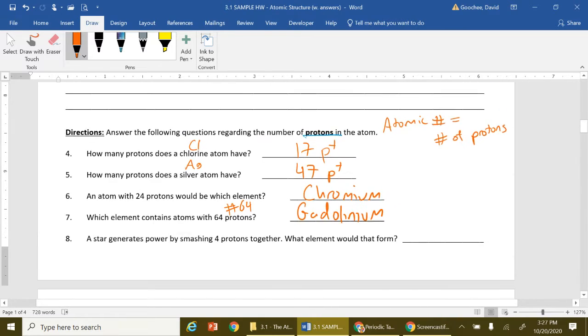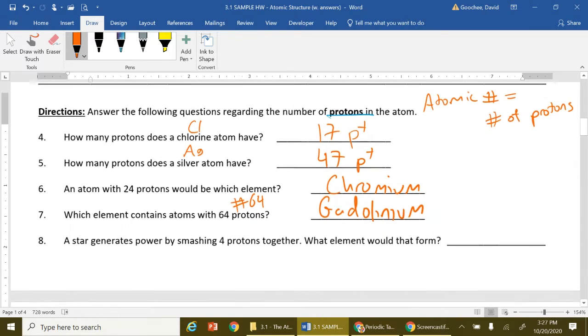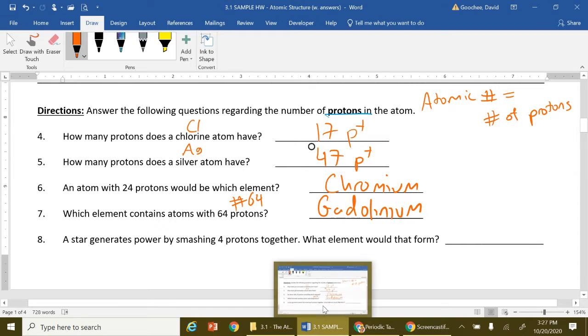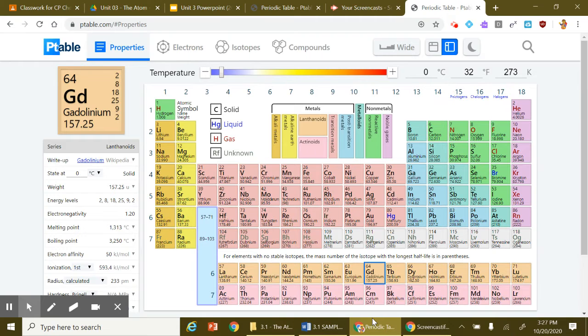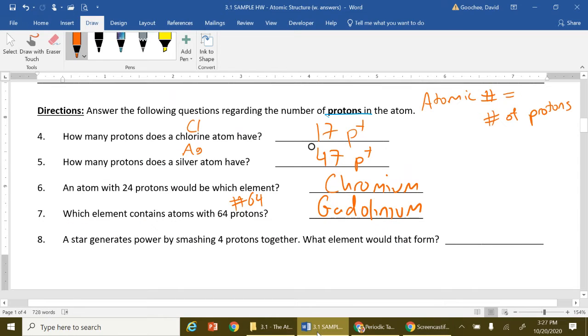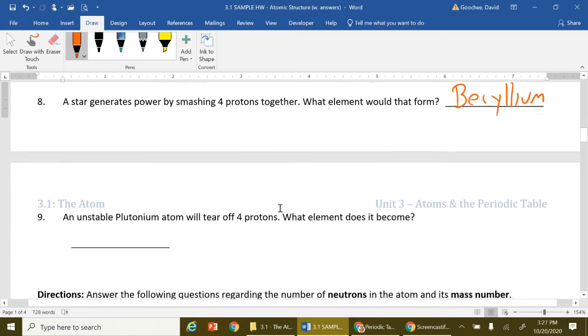All right, a star generates power by smashing 4 protons together. What element would that form? So let's take a look at the periodic table. Which element has 4 protons? 1, 2, 3. Element number 4, beryllium. All right, great.